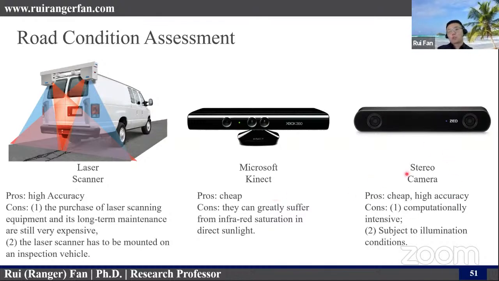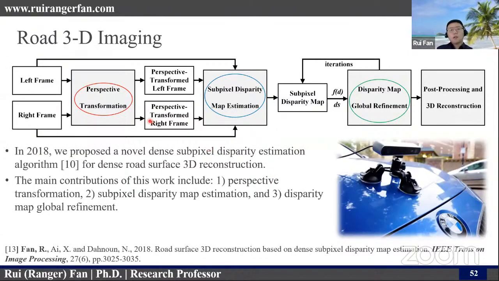So my group is trying to use stereo cameras to get highly accurate 3D reconstruction results to detect potholes, because a stereo camera is cheap, and it can also overcome some difficulties faced by the Microsoft Kinect sensors. In 2018, we proposed a novel dense subpixel disparity estimation algorithm for dense road surface 3D reconstruction. We have three main contributions. The first is perspective transformation. The second is subpixel disparity map estimation. The last is disparity map global refinement.